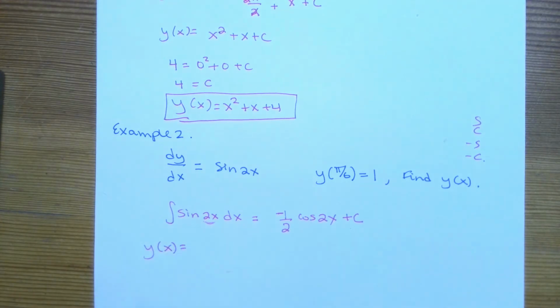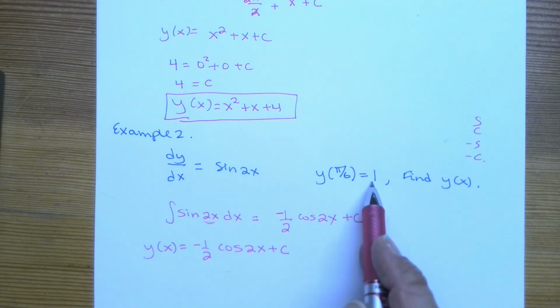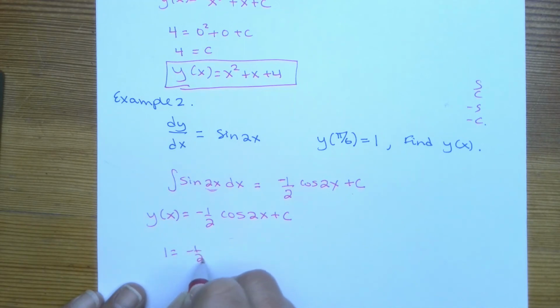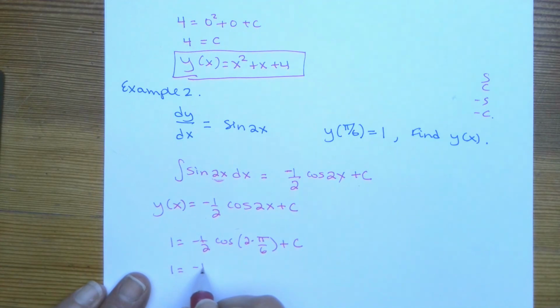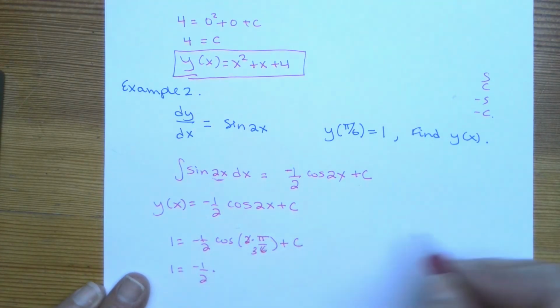So I have my function family so far. y of x equals negative 1/2 times cosine 2x plus c, and now we'll use that initial condition to find out what c is. So x is pi sixths and y is 1, so 1 equals negative 1/2 cosine of 2 times pi sixths plus c. So 1 equals negative 1/2 times, what do we have in there? Pi thirds, cosine of pi thirds.